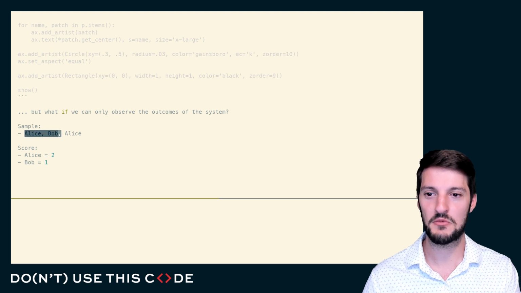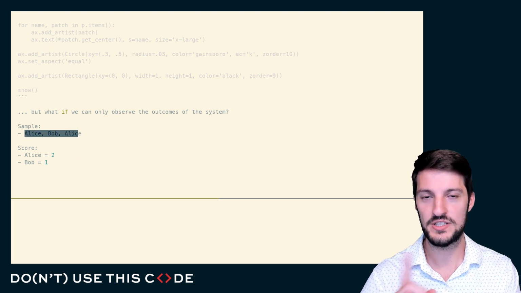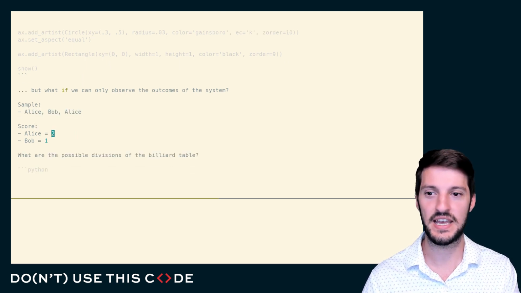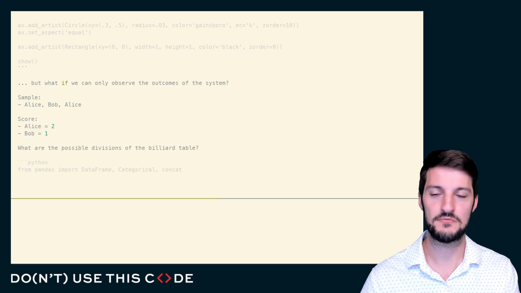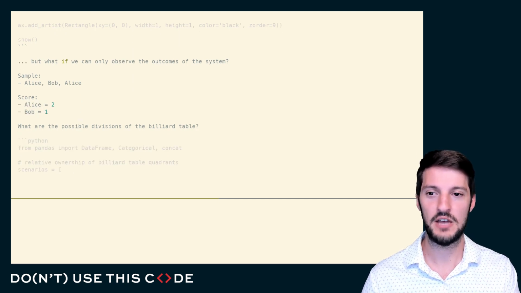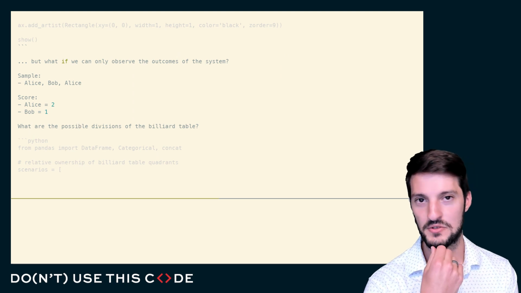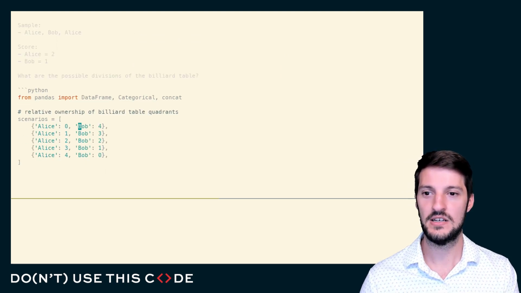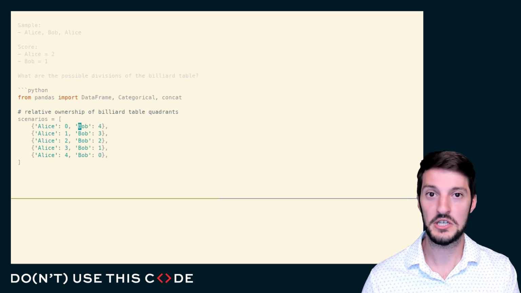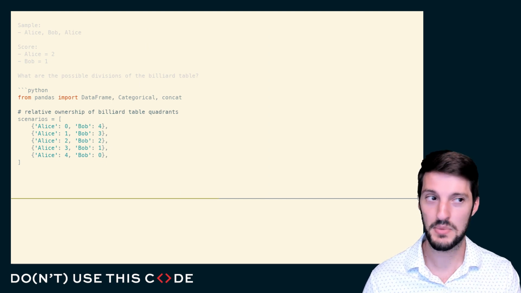And so if we play this game and we just play 3 rounds, Alice wins once, Bob wins once, and then Alice wins again, well, we have a total score of Alice with 2 and Bob with 1. And we want to ask ourselves, what are the possible divisions of the billiard table? So what we can do is we can actually model each of these scenarios. We can model each of these hypotheses.